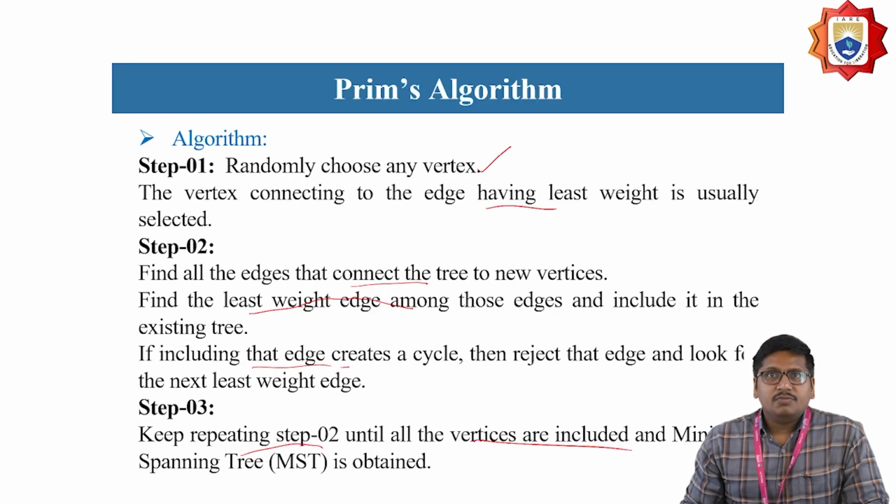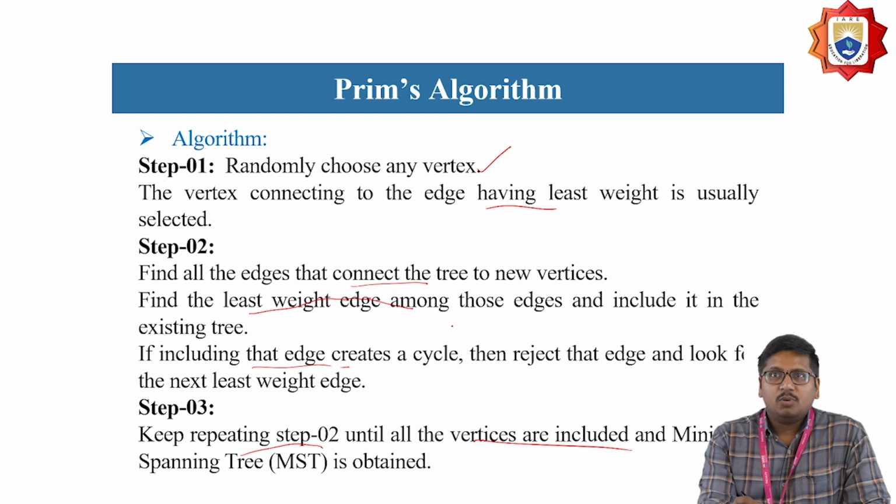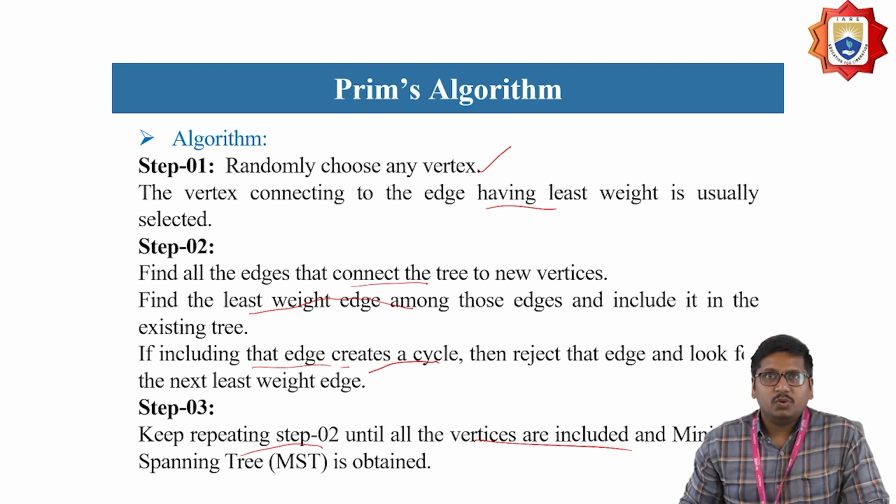What is the first step of the algorithm? Randomly choose any vertex. Find all the edges that are connected to the new vertex. Find the least weight edge among those edges and include it in the existing tree. If including the edge creates a cycle, then reject that edge. Keep repeating until all the vertices are included and the minimum spanning tree is obtained.